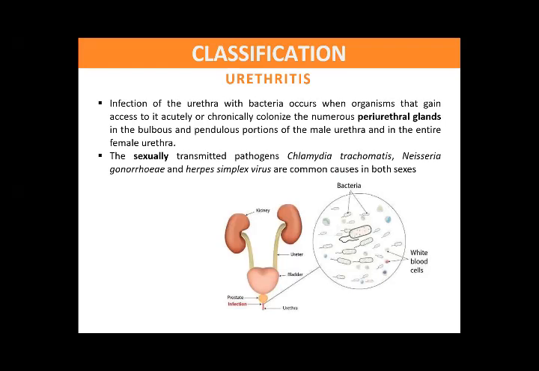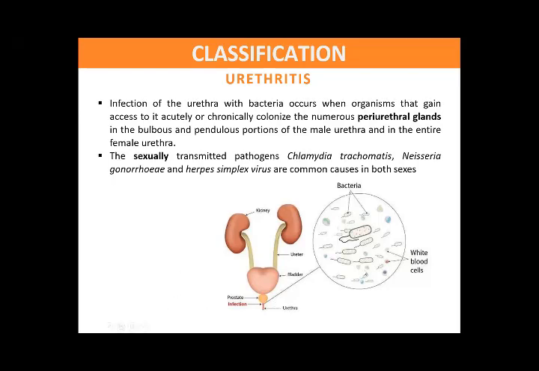Okay, so first we talk about urethritis. Urinary tract infection, especially a lower urinary tract infection, can be a part of urethral inflammation. Infection of the urethra with bacteria occurs when organisms that gain access chronically colonize the numerous periurethral glands in the bulbous and the pendulous portion of the urethra, and in the entire female urethra. Once you have an infection of the urethra, that can lead to urethritis, especially from sexually transmitted pathogens, especially Chlamydia trachomatis, Neisseria gonorrhoeae, and herpes simplex virus, which are common in both sexes. So these are the common sexually transmitted diseases and other infections that can colonize the periurethral glands in the bulbous and pendulous portion of the male urethra and lead to infection of the entire urinary tract.